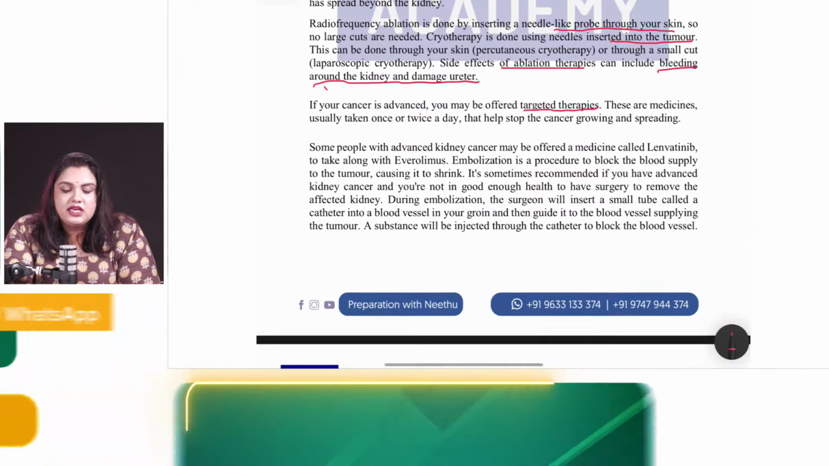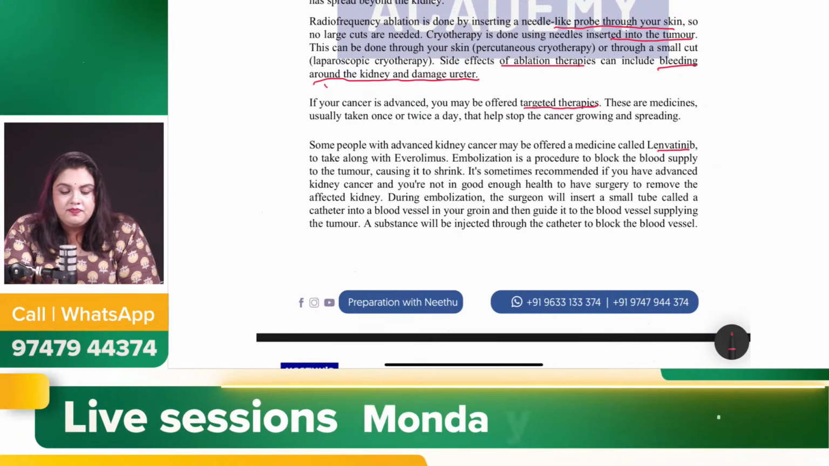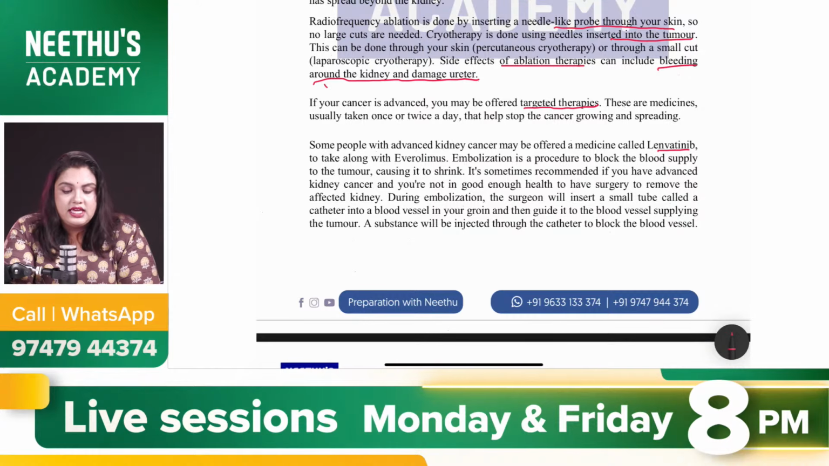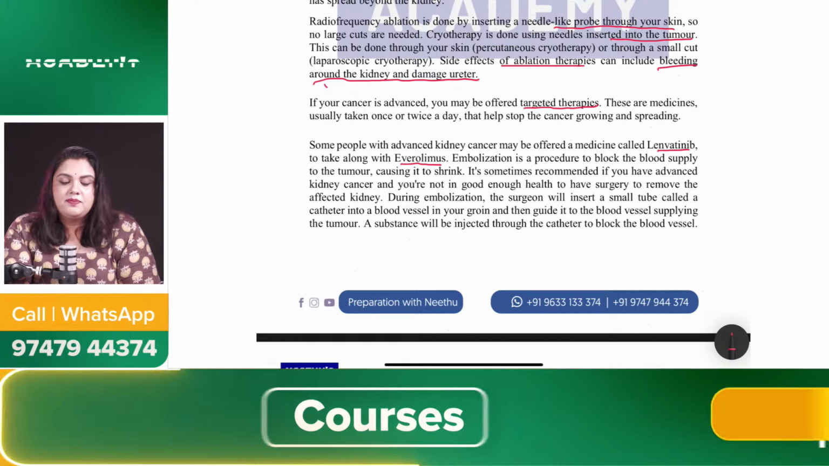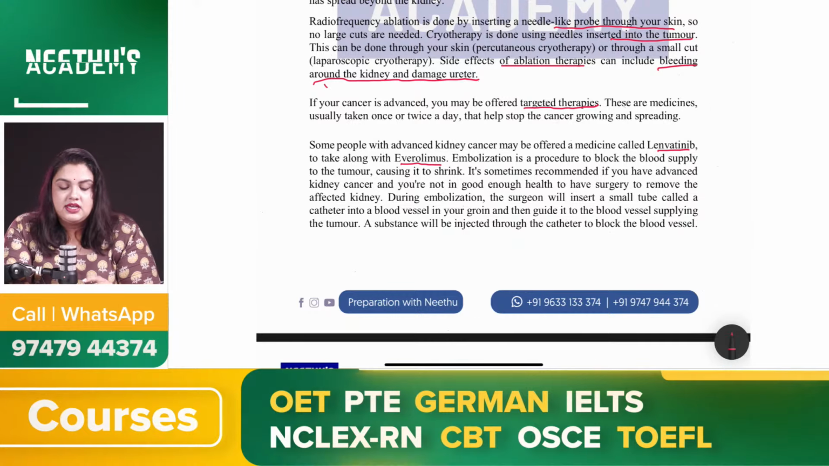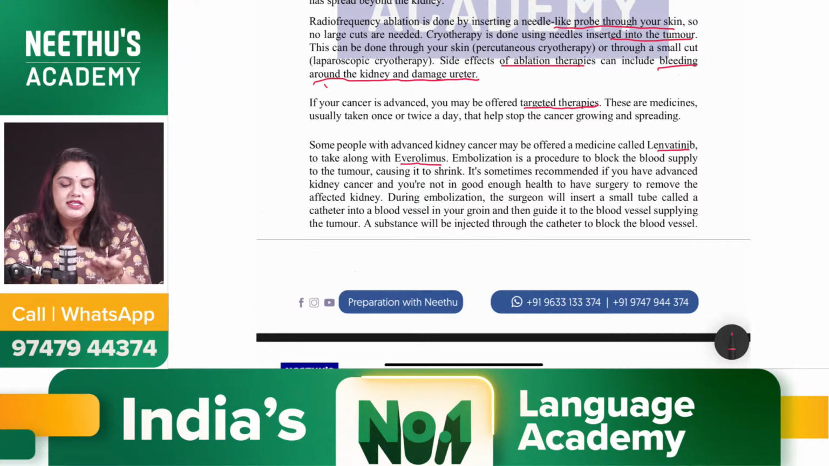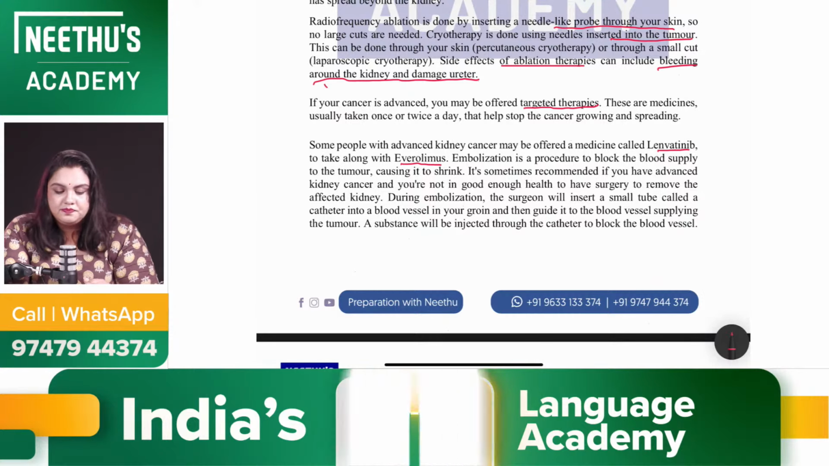Some people with advanced kidney cancer may be offered medicines called lenvatinib to take along with everolimus. These two medications are given to some people with advanced cancer: lenvatinib and everolimus. Okay, these are the medications we give in targeted therapy. These are two examples of medicines mentioned here.